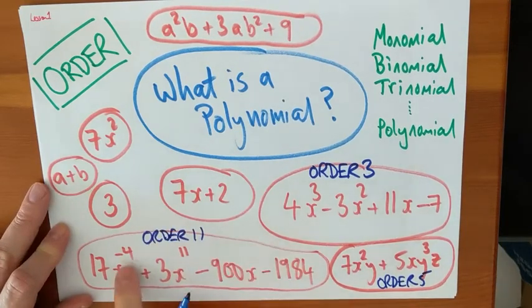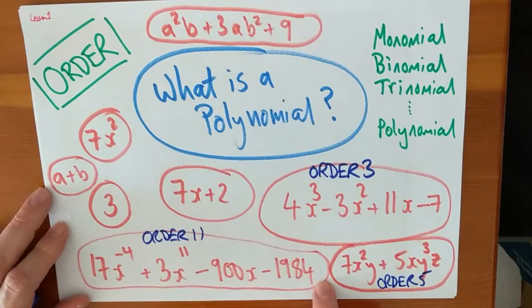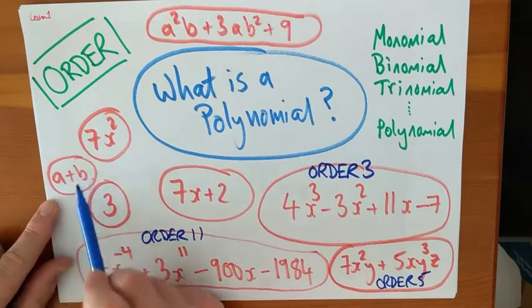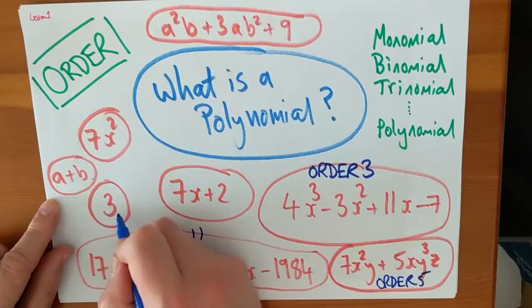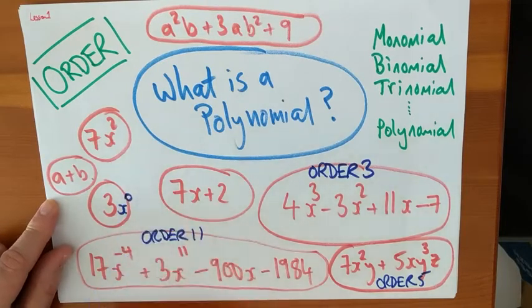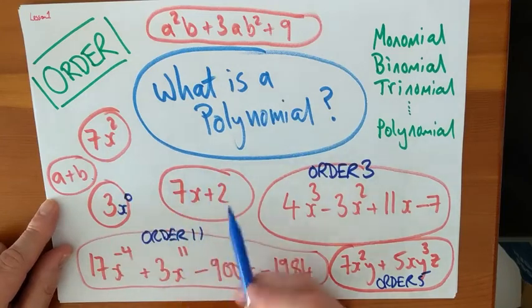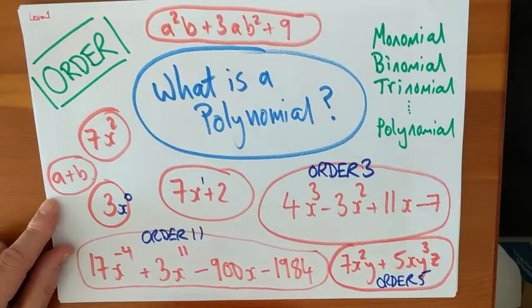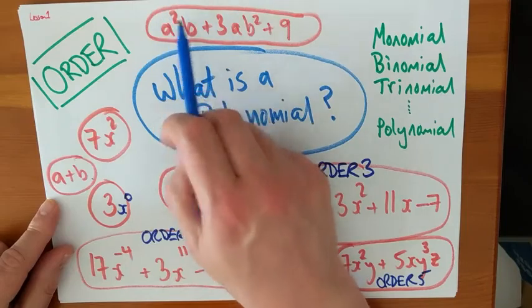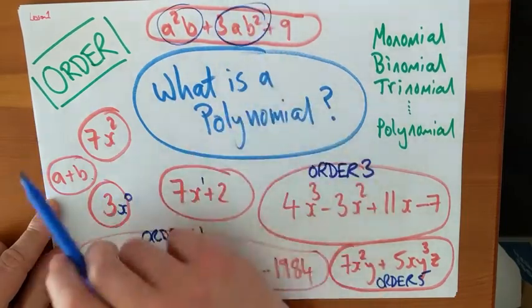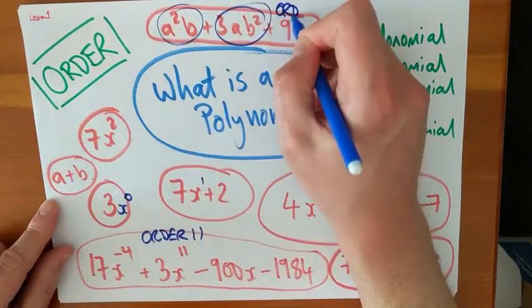It doesn't matter if this one's got a -4, this one's got a 1, or this one's got a 0. This one would have order 1. This one's got order 0. You could think of that 3 as being 3x to the power 0. So that's order 0. This one has order 2. This one has order 1, because that's 7x to the power 1. This one, we've got 3 for that term, also 3 for that term. So this one would be order 3.